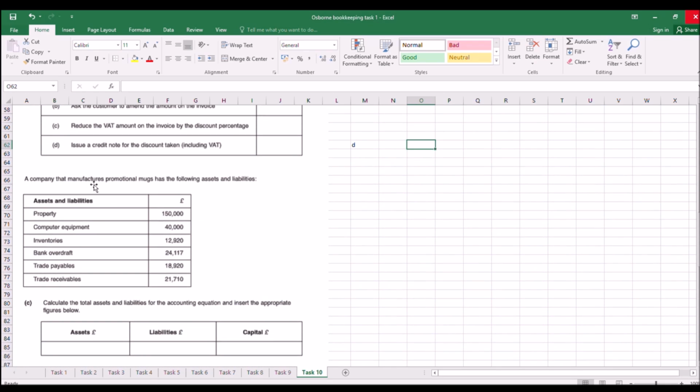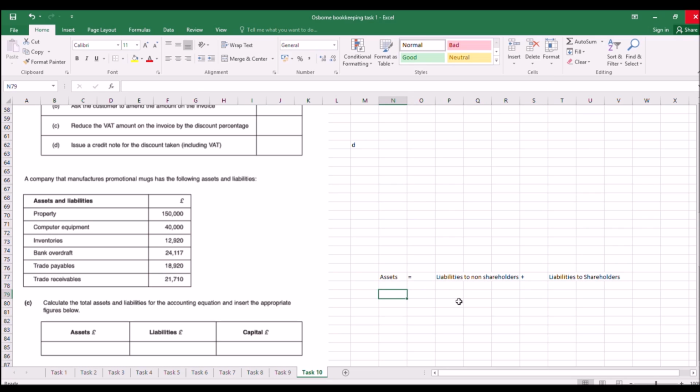Okay, a company that manufactures promotional mugs has the following assets and liabilities. Calculate below the assets and liabilities for the accounting equation and insert the appropriate figures below. Right, so let's do the proper fundamental accounting equation. For those of you who are doing Osborne, Osborne's one's not right here. It's assets equals liabilities to non-shareholders plus liabilities to shareholders.